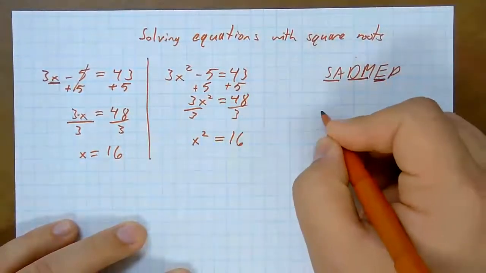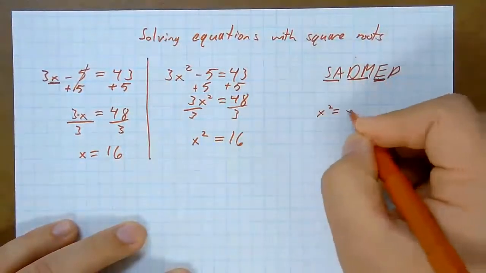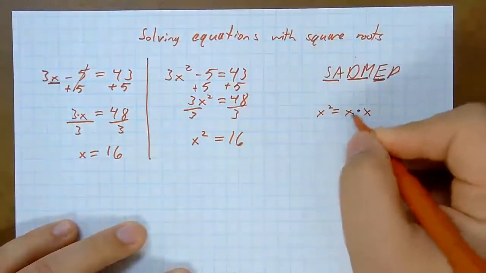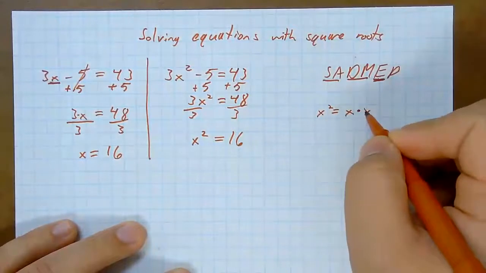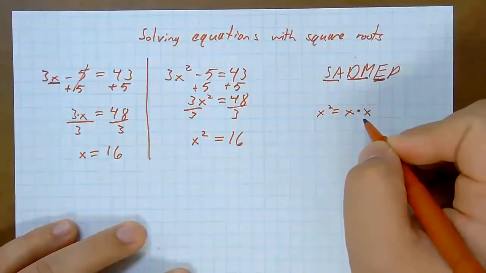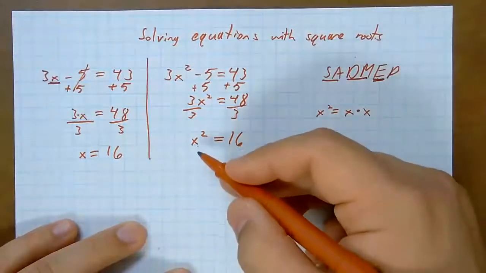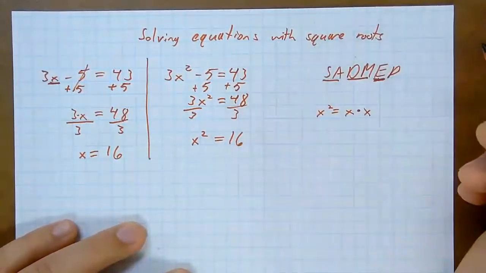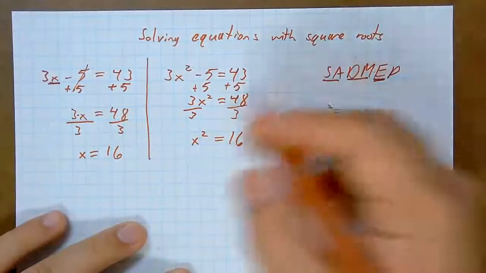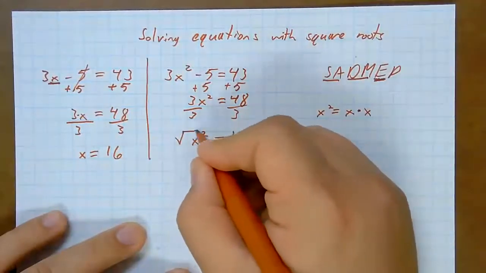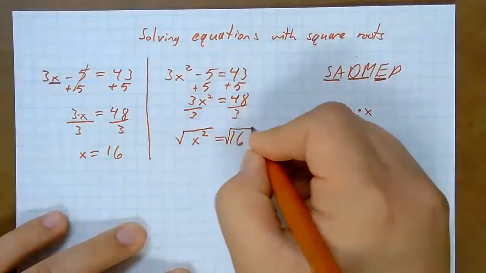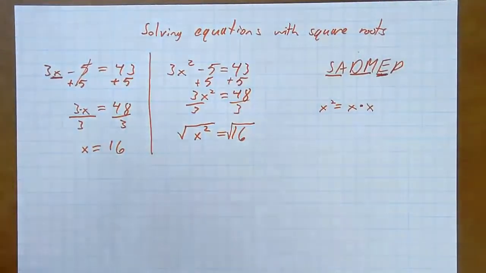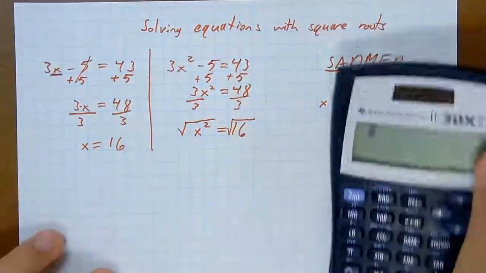Remember that x squared is just x times x. So we're trying to figure out what values of x would make this statement true. What times itself equals 16? Well, the way that we undo a squared function is by taking the square root.